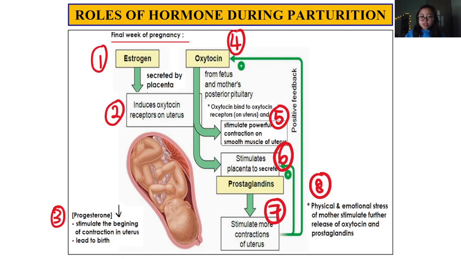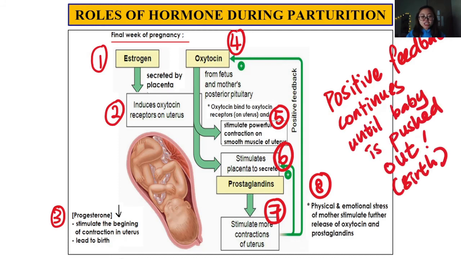More contractions on the uterus means more oxytocin, because contraction makes the mother stressed. The mother is stressed, so the brain tries to produce more oxytocin to help the mother out. More oxytocin means more contraction. Looking at the second arrow, more contractions on the uterus also stimulates the placenta to secrete even more prostaglandins. Even more prostaglandins means even more contraction of the uterus. So this positive feedback loop will continue again and again until the baby is pushed out, which is what we know as the birth process.